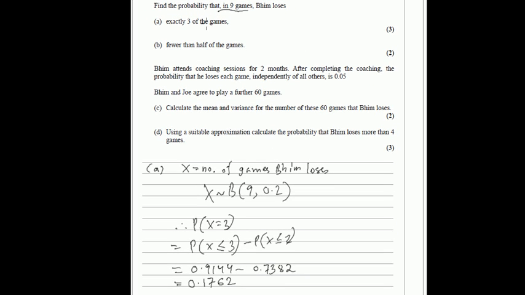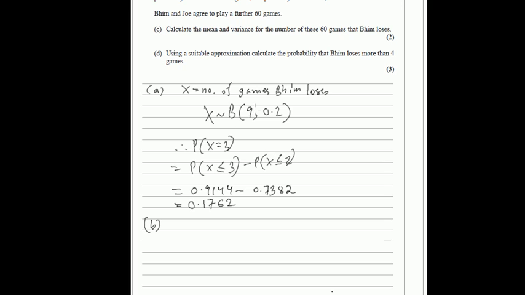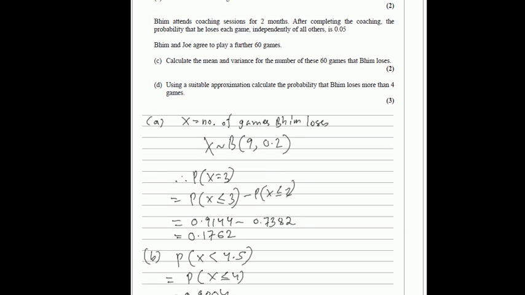The next question, the probability that Bhim loses fewer than half of the games. Fewer than half, that means if they play altogether 9 games, fewer than half means x is less than 4.5. Since this is discrete, less than 4.5 is going to be x less than or equal to 4. That's it. So look up the table.